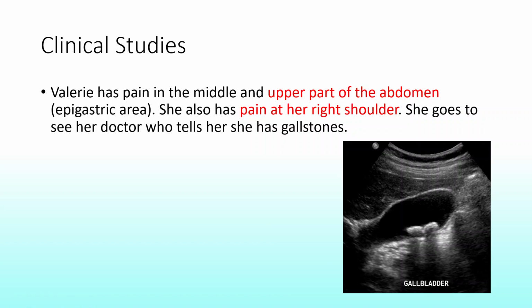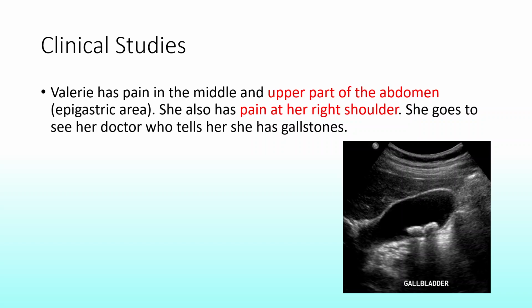Now, how can this be? How can you get pain in your right shoulder and realize it's gallstones? Well, we need to consider the anatomical structure surrounding the liver, which is the peritoneum, as you may recall. Okay? The anatomical structure above the liver is the diaphragm. So we need to think about the nerve.